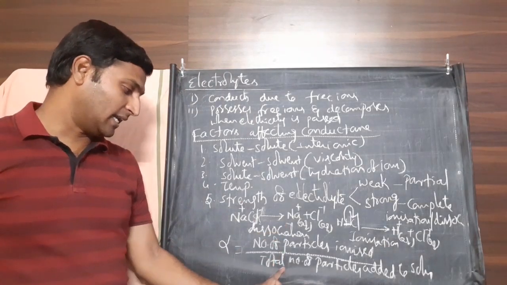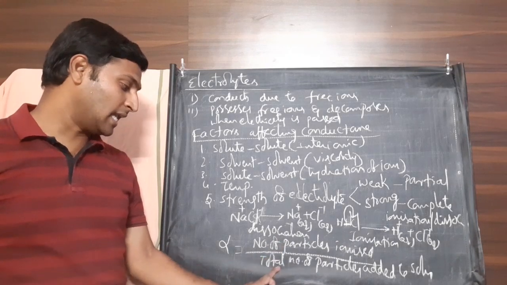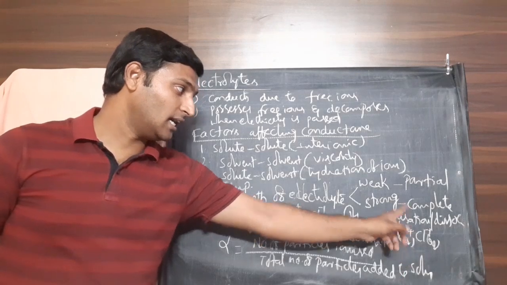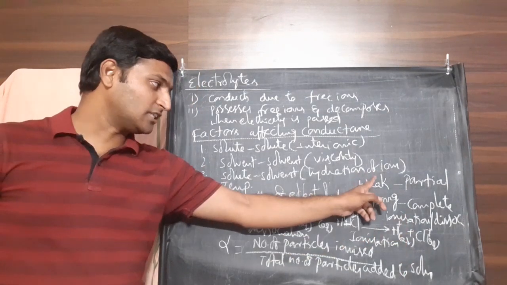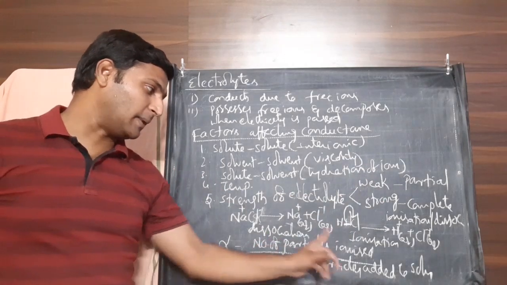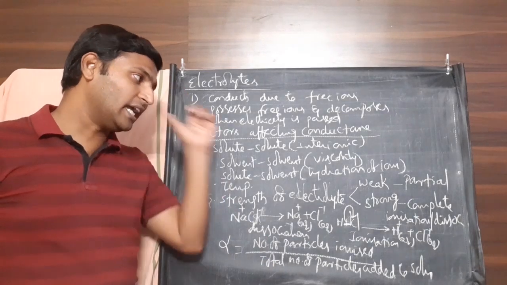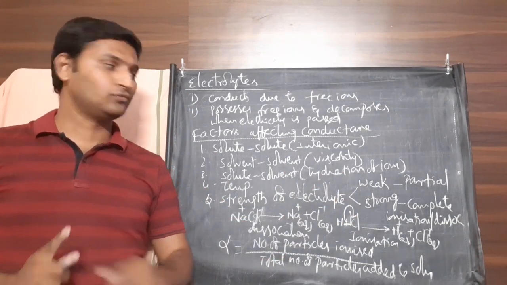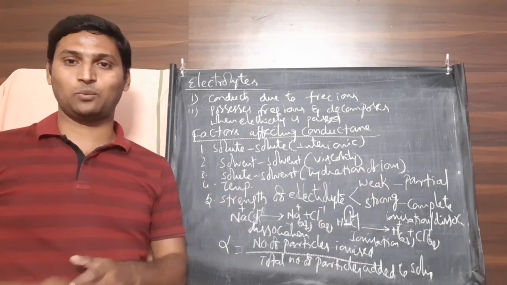Say I have added 100 particles and all the 100 have ionized or dissociated. Then 100 by 100 will be 1. So for strong electrolytes, the degree of ionization or degree of dissociation will be 1. Whereas for weak electrolytes, the number of particles ionized will always be less than the number of particles added to the solution. So the degree of ionization or degree of dissociation comes less than 1. So for weak electrolytes alpha is less than 1, for strong electrolytes alpha is equal to 1.